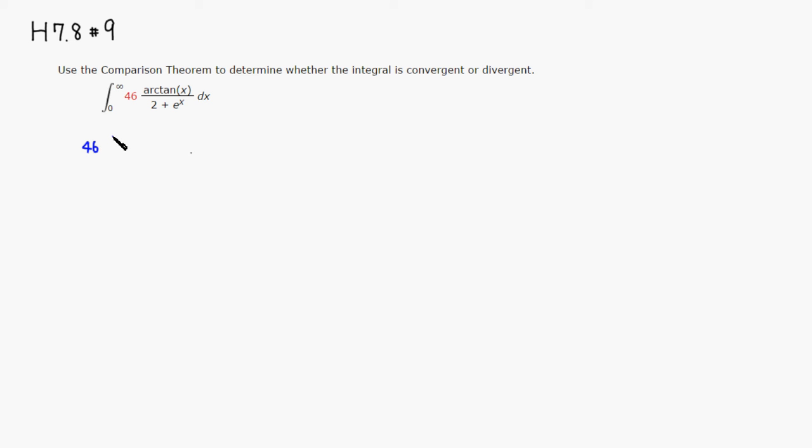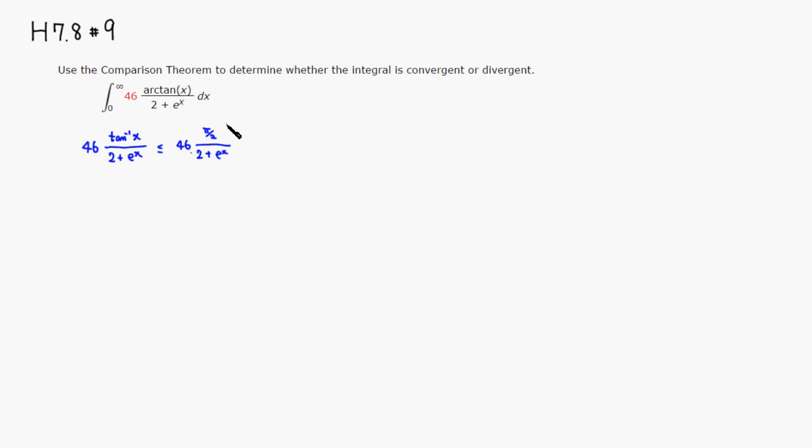times arctangent of x over 2 plus e to the x. Remember the arctangent is always between negative pi over 2 and positive pi over 2. So I'm going to replace it by pi over 2. 46 is just a number, and I'm going to put the pi over 2, and we have 2 plus e to the x.